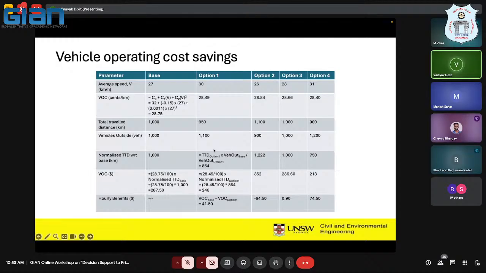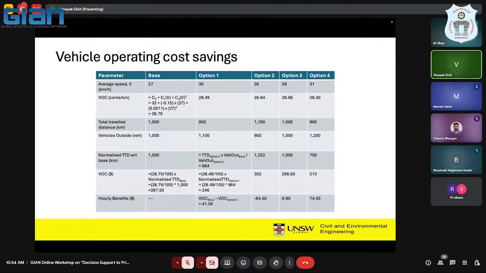So one point here, which I'm just kind of reminding myself, is we are normalizing the total travel distance with respect to the base year. So what that means is the normalized travel distance for the base year is 1,000, so that's 1,000 kilometers. The total travel distance of TTD1 is 950 multiplied by 1,000 divided by 1,100. You'll get 864.